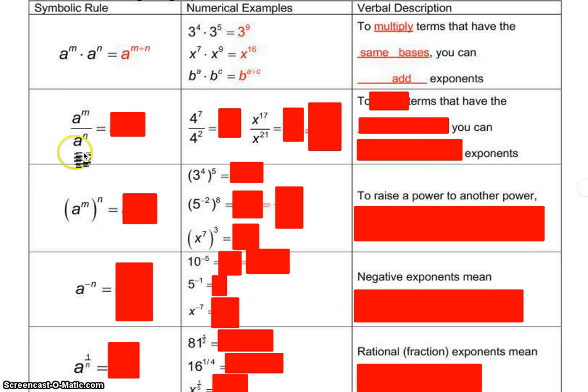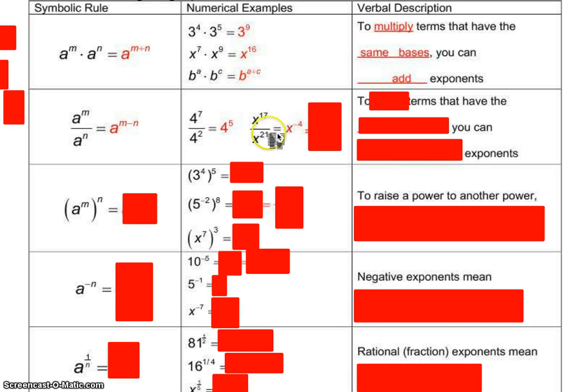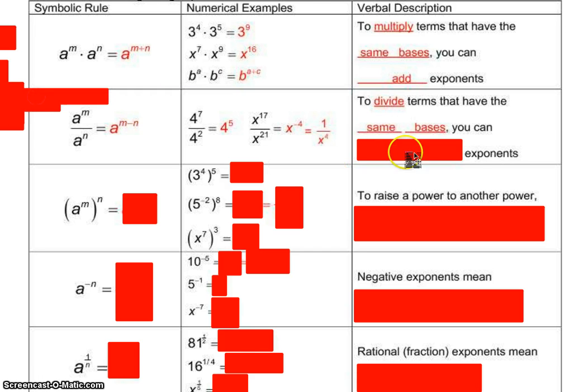When you have one that looks like a fraction, you're going to say A to the m minus n. So 4 to the 7th over 4 squared becomes 4 to the 7 minus 2, which is 5. X to the 17th over x to the 21st becomes x to the negative 4th. But we do not want a negative exponent, so it goes to the bottom, and it's 1 over x to the 4th. To divide terms, because that's what a fraction is, with the same base, you simply subtract the exponents.